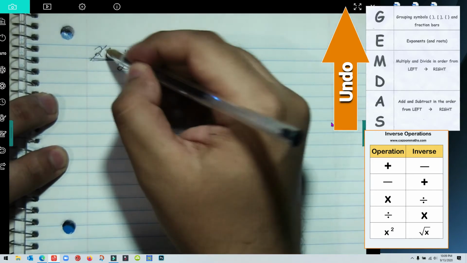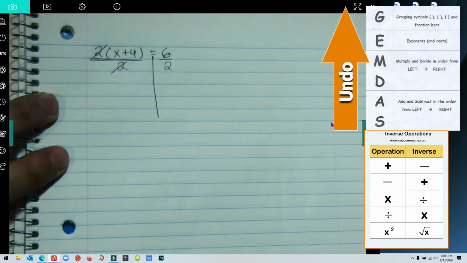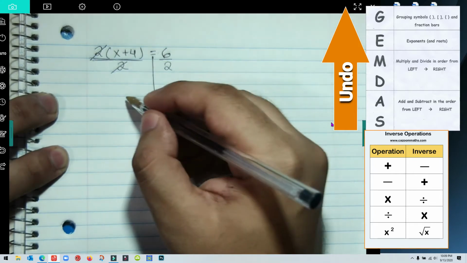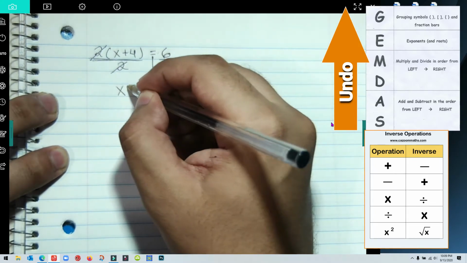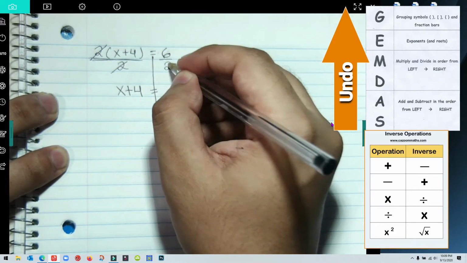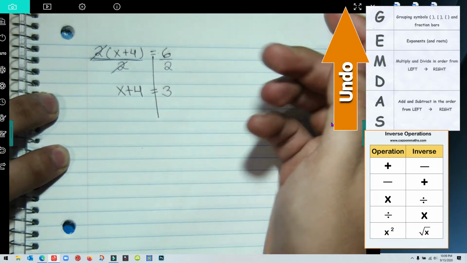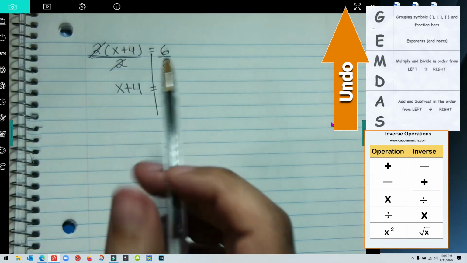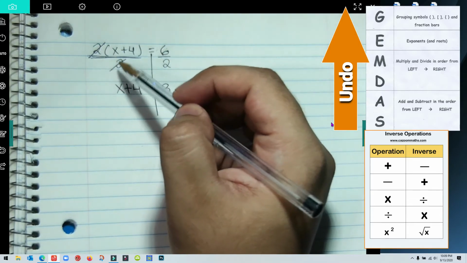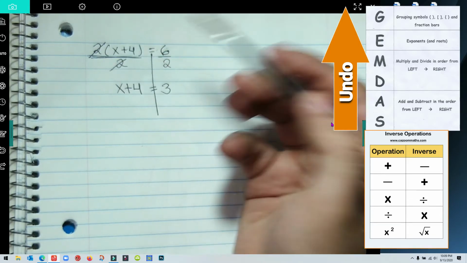Now, these guys reduce, they're gone. And I'm left with x plus 4, right, is equal to 6 divided by 2, which is 3. Now notice I removed the parentheses because there's no longer a reason to have parentheses there. The 2 on the outside is gone. So it's just x plus 4.